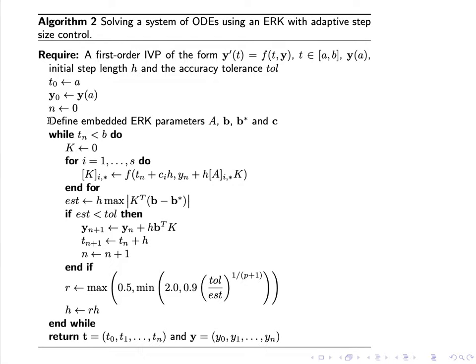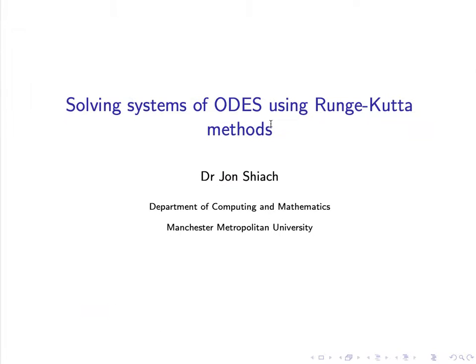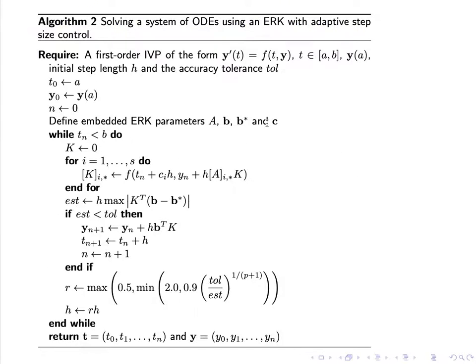Okay. And we define our embedded Runge-Kutta parameters. So this will be some matrix A, vectors b, b star, and c. If we were to use, for example, that's in a different video, the Butcher tableau, Cash-Karp, Fehlberg, or Dormand-Prince, that's where we get our values of A, b, b star, and c from.